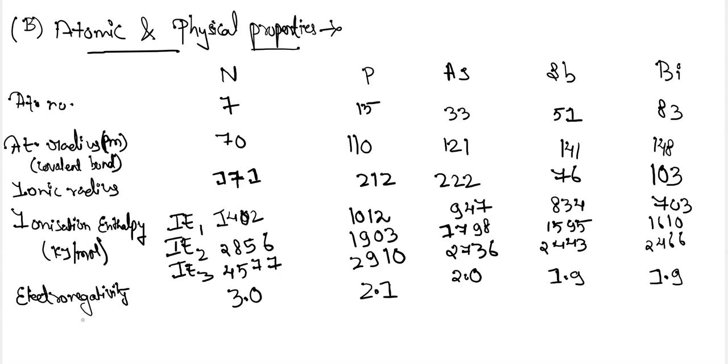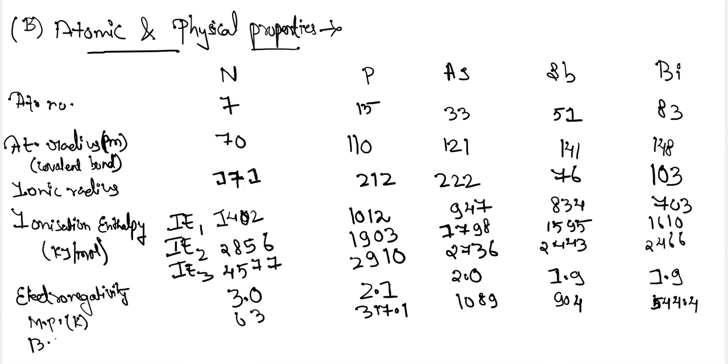Next, melting point in Kelvin. For nitrogen the melting point is 63 Kelvin. For phosphorus it is 317.1 Kelvin. For arsenic it is 1089 Kelvin. For antimony it is 904 Kelvin. And for bismuth it is 544.4 Kelvin.